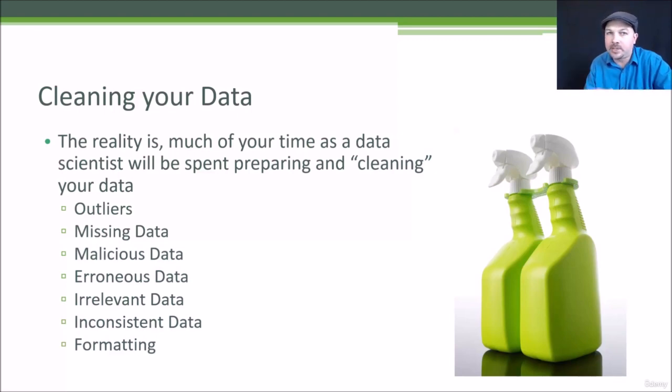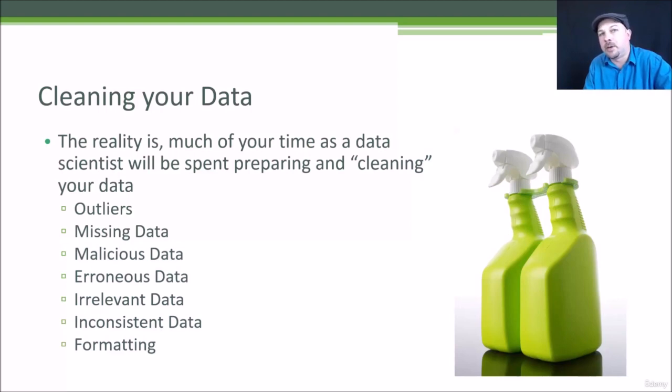Missing data. What do you do when data is just not there? Going back to the example of a weblog, you might have a referrer in that line, or you might not. What do you do if it's not there? Do you create a new classification for missing or not specified, or do you throw that line out entirely? You have to think about what the right thing to do is there.